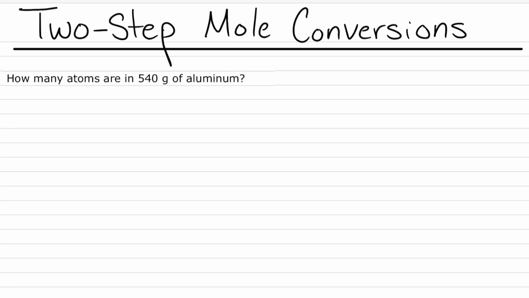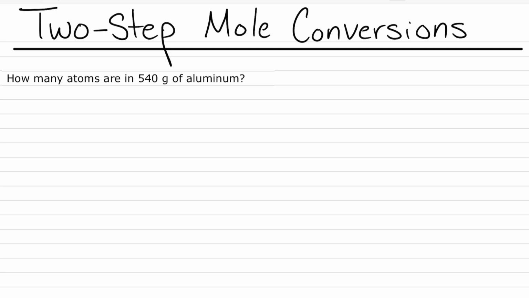Welcome to Mole Conversions Video 4, Two-Step Mole Conversions. Our example problem says, how many atoms are in 540 grams of aluminum? Anytime the two things that we're converting between don't involve moles, we're going to have a two-step problem.